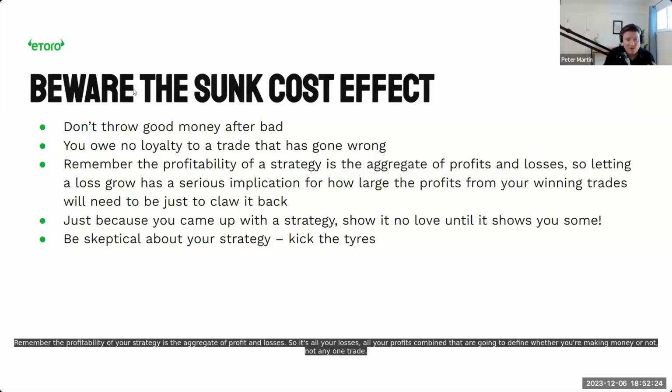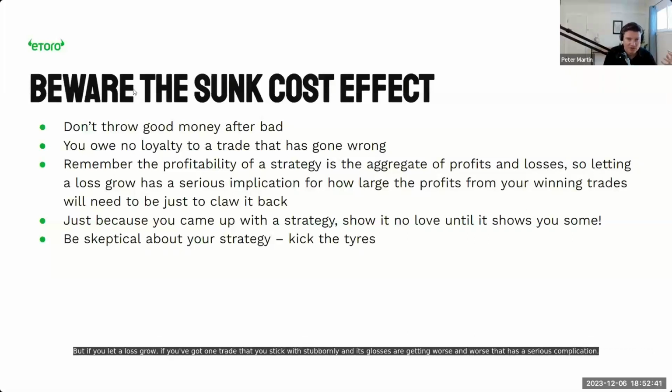And remember that the profitability of your strategy is the aggregate of profits and losses. So it's all your losses and all your profits combined that are going to define whether you're making money or not, not any one trade. But if you let a loss grow, if you've got one trade that you stick with stubbornly and its losses are getting worse and worse, that has a serious implication for how large the profits are going to have to be for the ones when you win. They're going to have to be so much bigger just to get back what you've thrown away by sticking with the losing trade. So sticking with that losing trade in the blind hope that it might go right is throwing good money after bad. Try and avoid doing that.